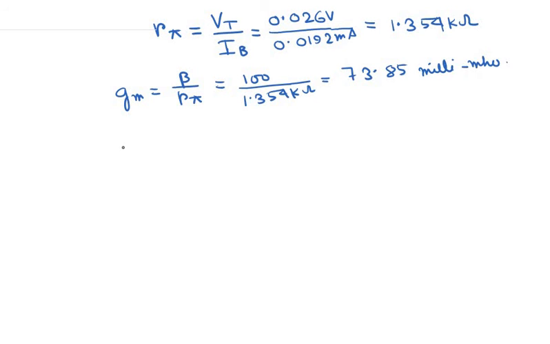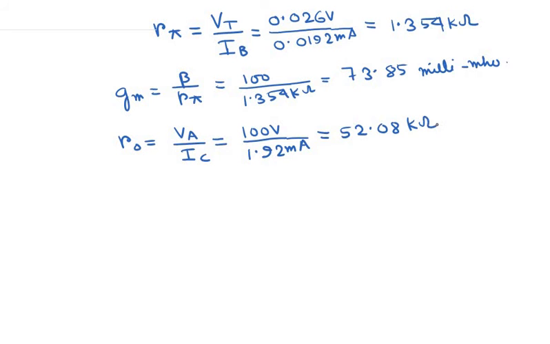Okay, and r0 is equal to VA, the early voltage, divided by the DC collector current or the quiescent collector current. VA was given to be 100 volts and the quiescent collector current is 1.92 milliamperes, which gives me 52.08 kilo ohms. So we have the three AC parameters or the small signal parameters.